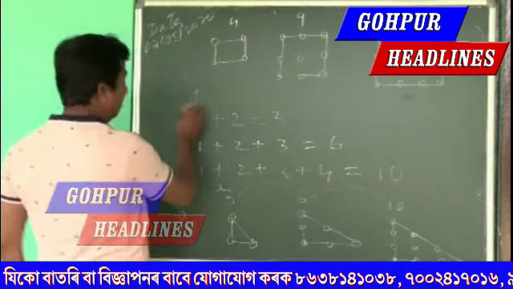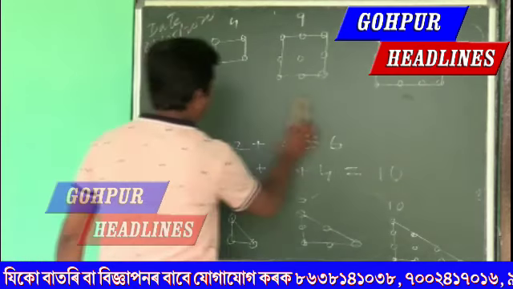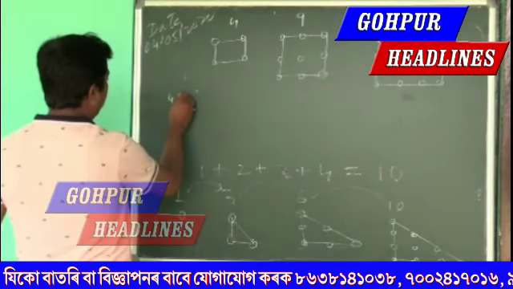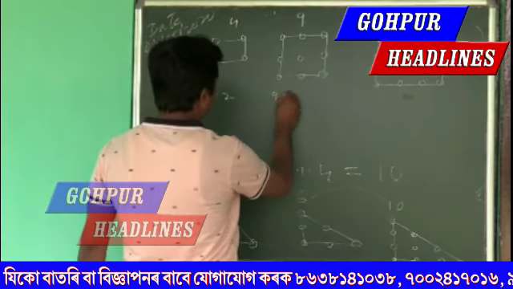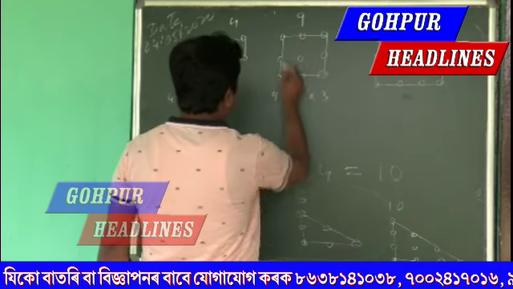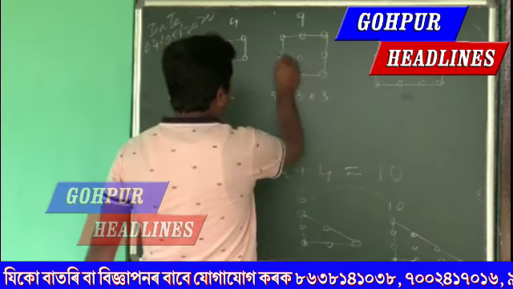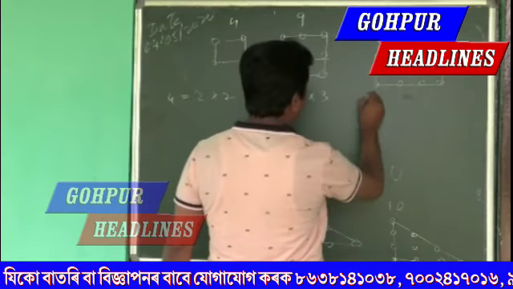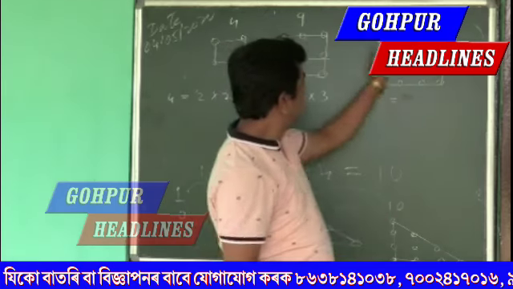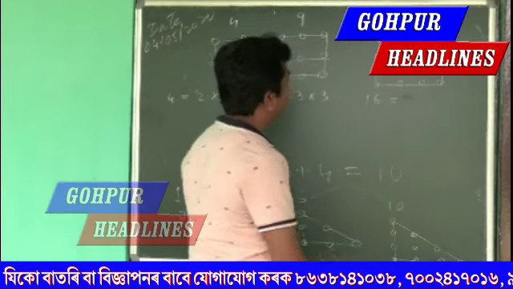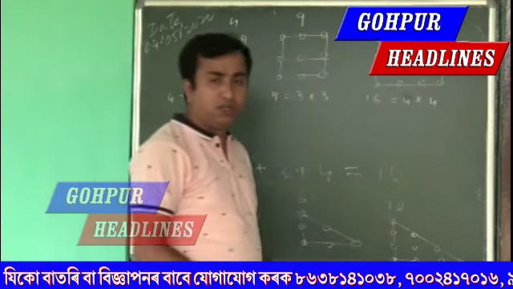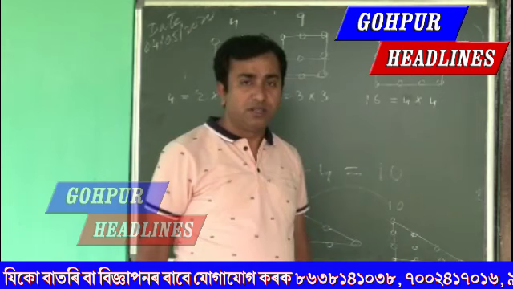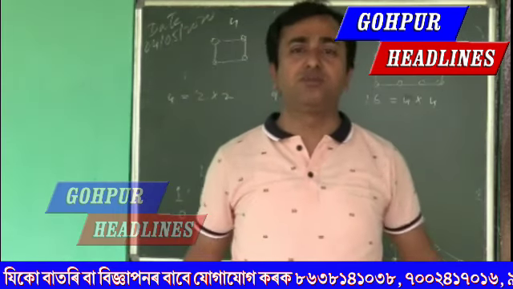Now these three are squares. So 4 you can write as 2 into 2. Again 9 equals 3 into 3, because it's 3 times 3. Again 16 is this 4 and this 4, so 4 times 4, so it is 16. These are square numbers. Now what is the definition of the square number?